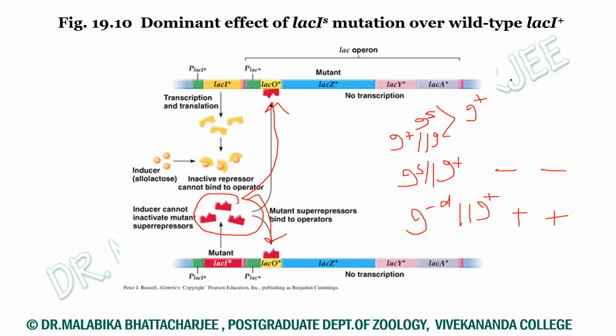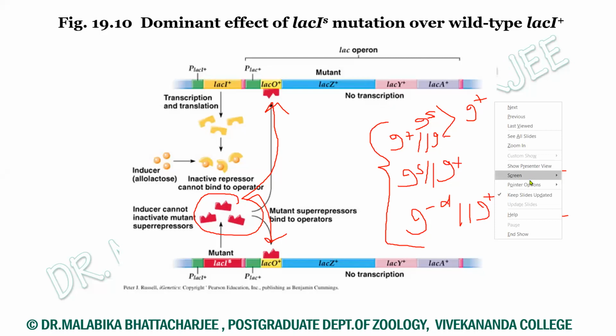So yesterday, since we had done the operator and the repressor mutations, to summarize the repressor mutations, we have these three conditions: I plus is dominant to I minus, I S is dominant to I plus, and I minus D is dominant to I plus. Now, what will be the scenario in presence and absence of lactose? If I just summarize the presence and absence of lactose, what will be the scenario?